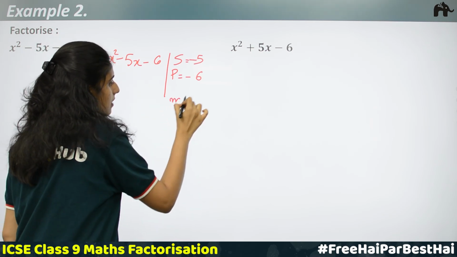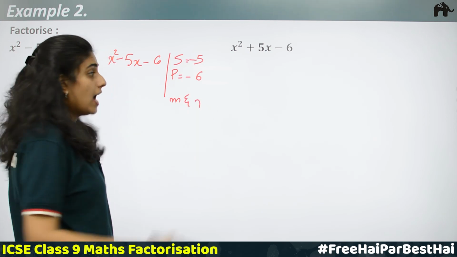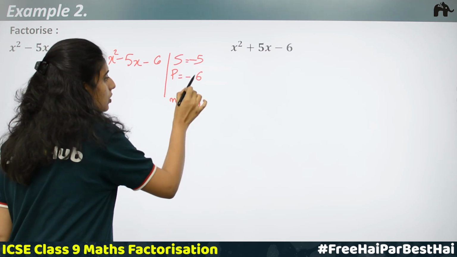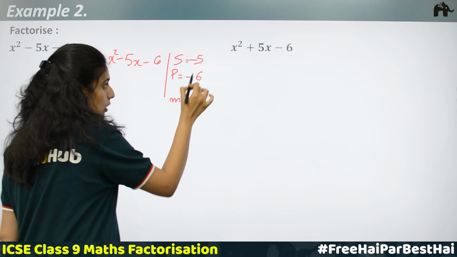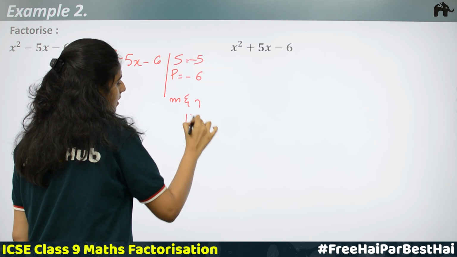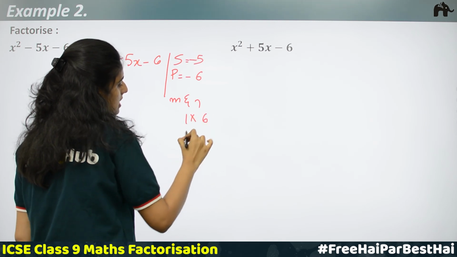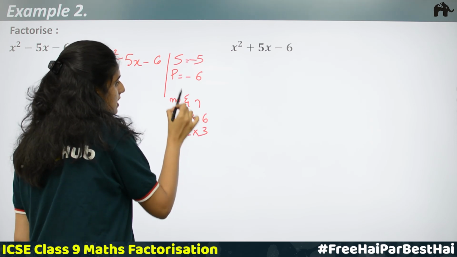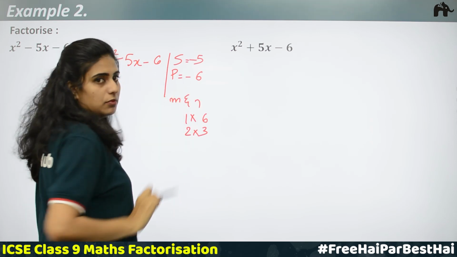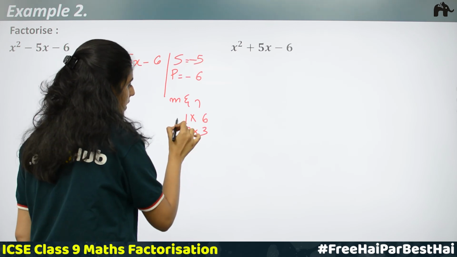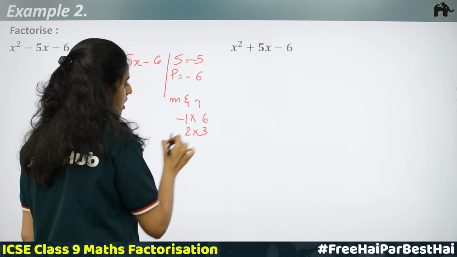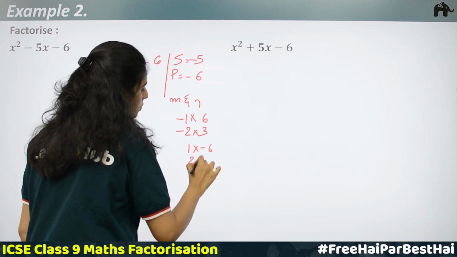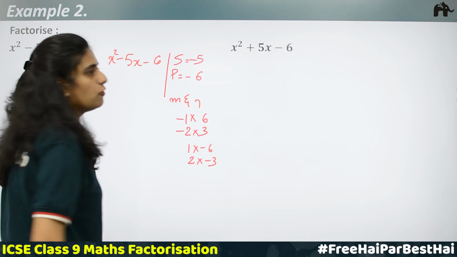Okay, when you have m and n, either m should be negative or n should be negative. Okay, now to get minus 6, you get 6 when it is 1 into 6, 2 into 3. Okay. Now, you can see that there is a negative sign before, which means it should either be minus 1 into 6 or minus 2 into 3, 1 into minus 6 or 2 into minus 3. So, these are the 4 possible options.